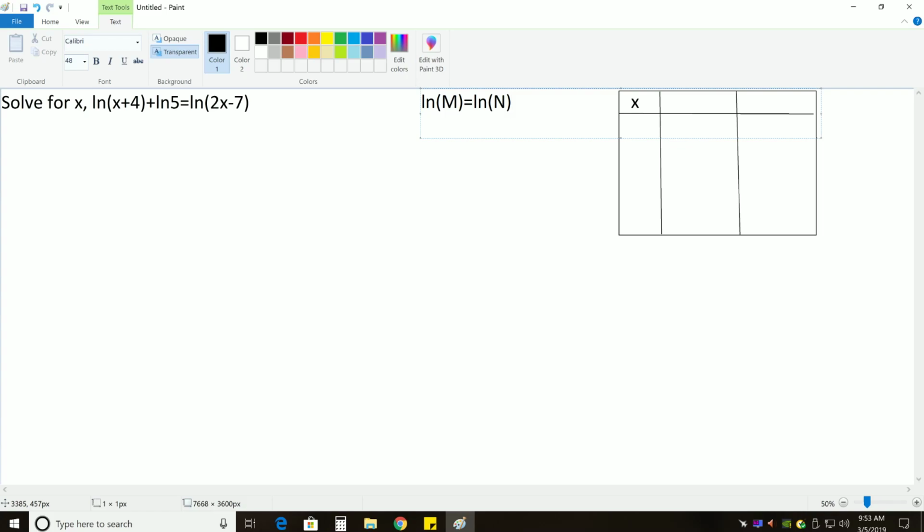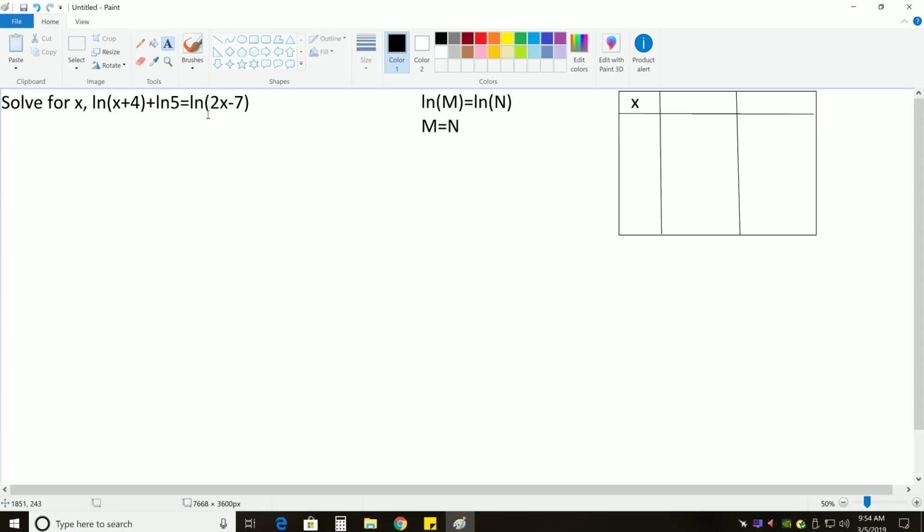If that's true, then it must be true that m is equal to n as long as our domain checks out. Now this is true for any log base. Log base 2, log base 73, it doesn't matter. It's just natural log is the easiest one to write in this program.